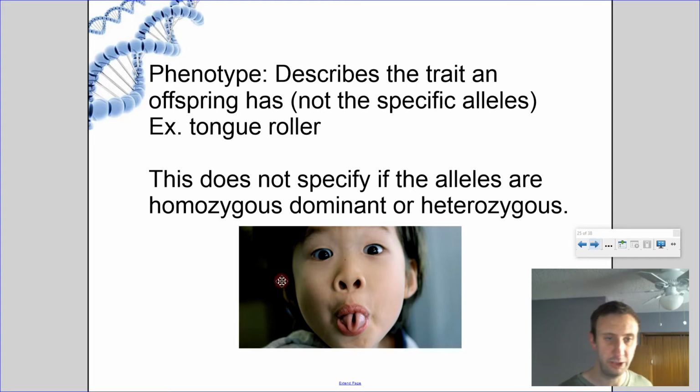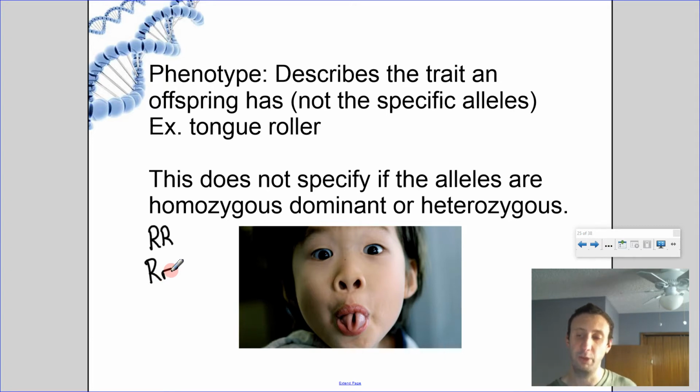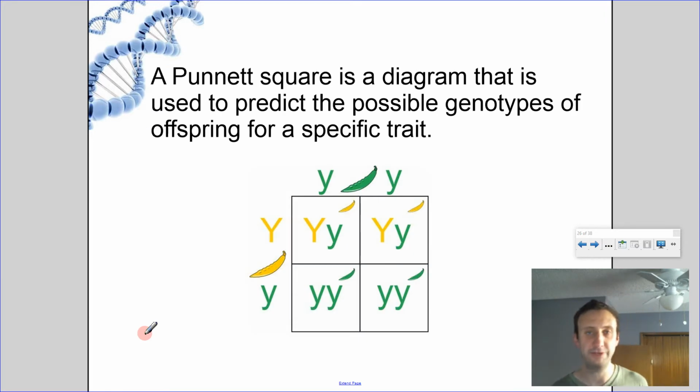So again, a good example is tongue roller. If we have a tongue roller, we don't know, because tongue rolling is a dominant trait, if this individual is homozygous dominant, capital R, or if they're heterozygous, capital R, little r. Because either way, this person would be a tongue roller. What we do know is that this person is not homozygous recessive, little r, because then they wouldn't be able to roll their tongue. So what we're going to get into is Punnett squares. And Punnett squares is a type of diagram that actually shows the passing on of alleles to offspring. And the way that we can use this is we can predict the possible genotypes and phenotypes, because if we know genotypes, we know phenotypes of offspring for a specific trait.